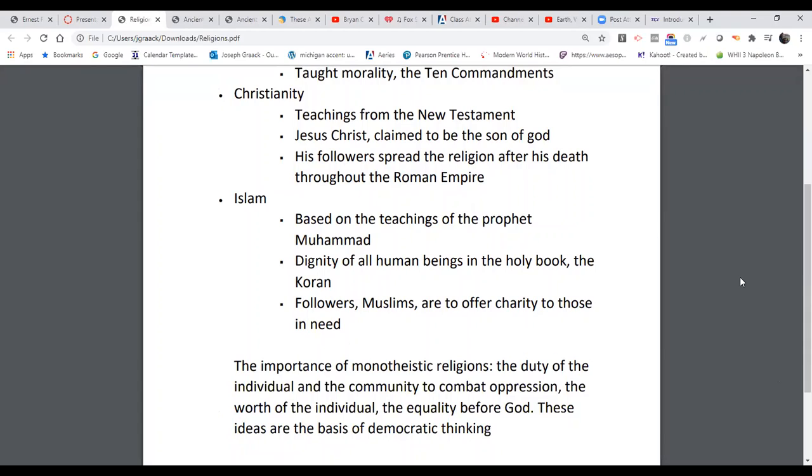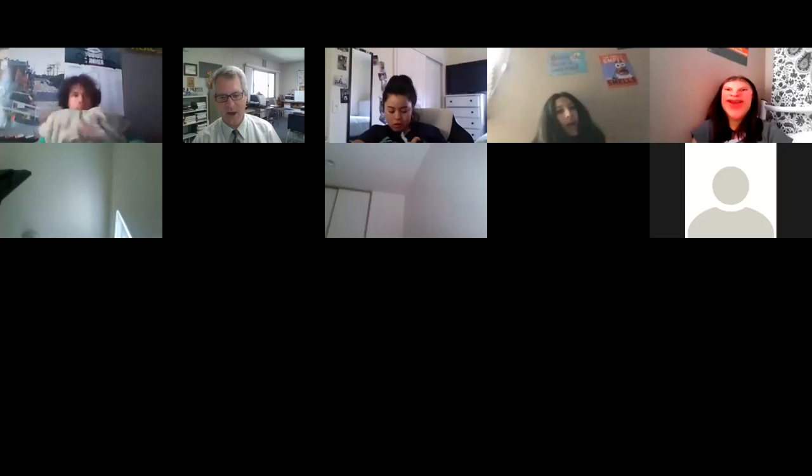So the importance of monotheistic religions is the duty of the individual and the community to combat oppression. The worth of the individual and the equality before God makes individuals important instead of the leaders. These ideas help with democratic ideals and what is going on in terms of democracy. So that's why those religions are important.